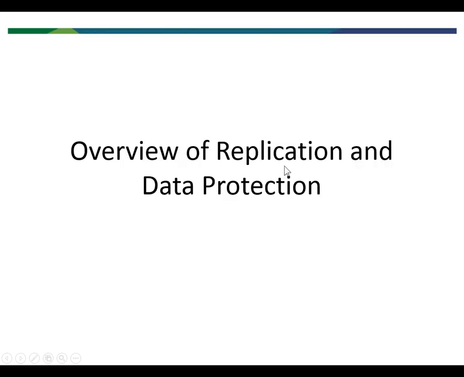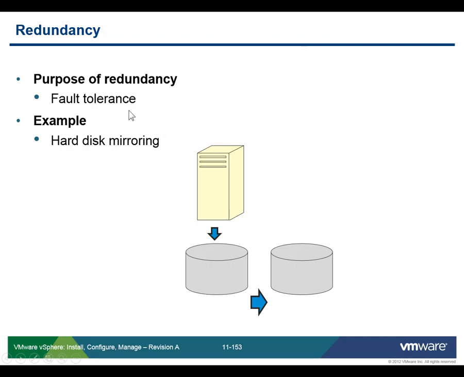Now let's talk about replication and data protection. Redundancy. The purpose of redundancy is to provide fault tolerance. And an example that you are probably already familiar with is hard disk mirroring. In this server, there are two hard disks. Whenever a user saves data to the first hard disk, it is immediately replicated to the second hard disk. So if either hard disk crashes, that's okay. We're covered. That's hard disk mirroring.